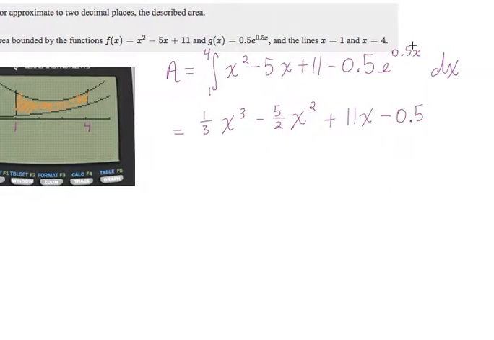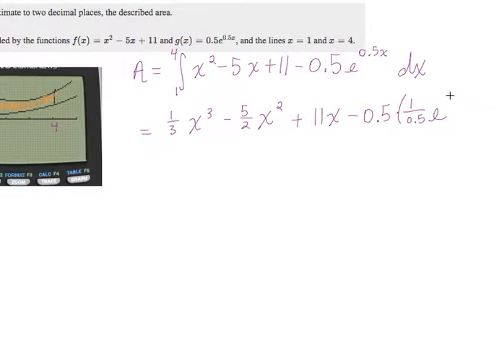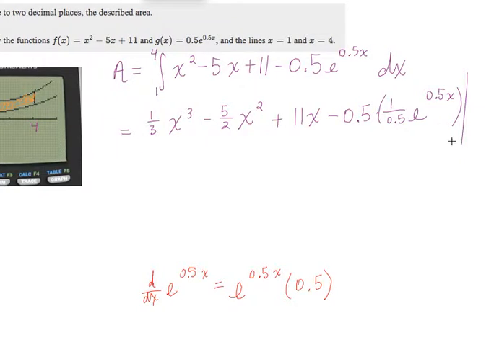So the integral of e to a constant times x is 1 over that constant times e to the power of 0.5x. Because if you were to differentiate e to the 0.5x, remember you would have to use the chain rule, so it is itself, e to the 0.5x, times the derivative of the inside function on the exponent, times 0.5. So we multiply by 1 over 0.5 to undo this when we are integrating. And we are integrating from 1 to 4.